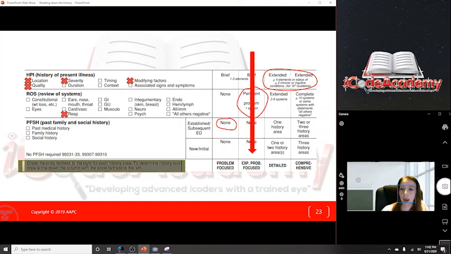So here, we're actually going to justify this as an expanded problem-focused history. The reason for that is even though this is going to be the column farthest to the left, you can see here that none is equally valid across these 2 areas as far as past family, social, and medical history are concerned. So you want to make sure that you're noting that when you're filling out your audit tool and counting up all your elements. All right, let's move on.